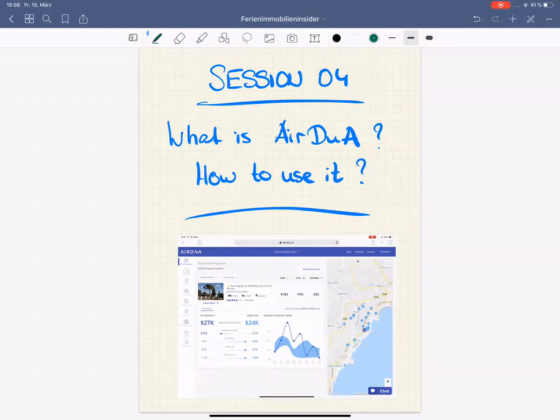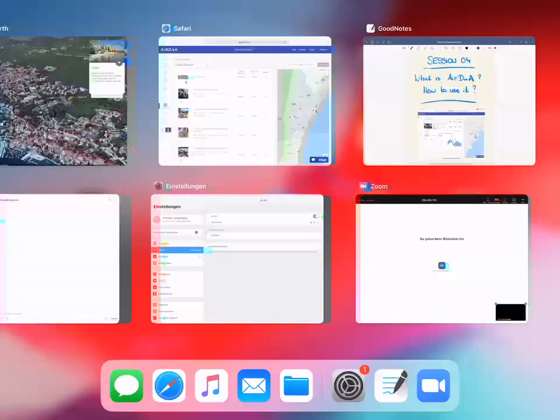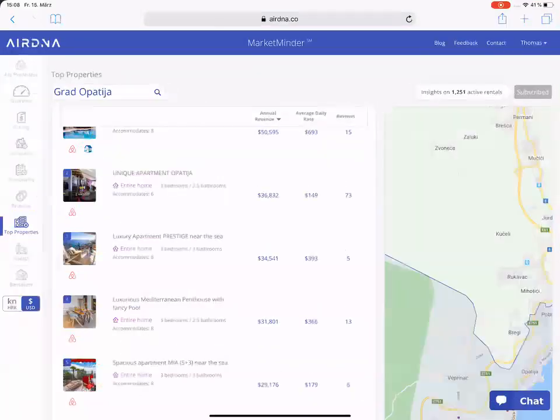So what is AirDnA? AirDnA is a super cool product for you when you're renting out a vacation rental or you're considering buying a vacation rental and you're not sure how to calculate your future revenues. So let's directly dive into the product.